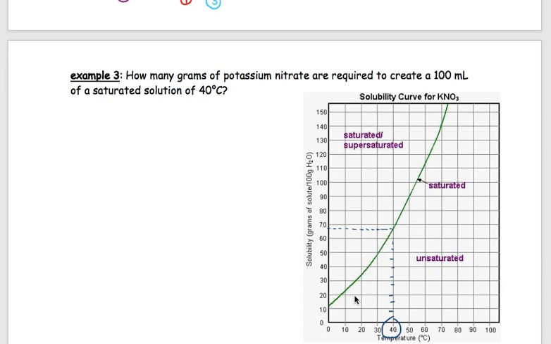Okay, so this is the mass. Remember, this is the mass that you need to add, because this is the solubility, to 100 milliliters of water or 100 grams of water at 40 degrees for it to be on the saturated curve line here. So we're going to approximate. It's about, just say, 68 grams of potassium nitrate. So yeah, 40 degrees has to be saturated. Okay, so this is the mass that you would need here.